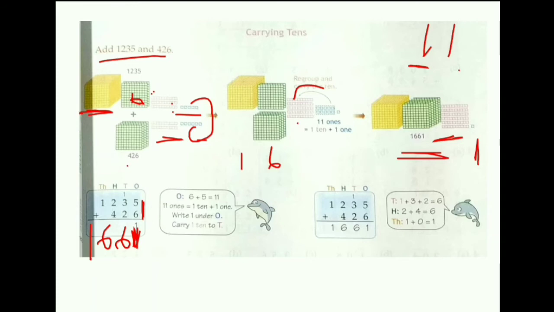So here we understood that if we are starting from ones to thousands, if on the ones place our answer is coming in a 2-digit number, we will put down the digit which is in the ones place, and the digit which comes in the tens place, we will put as 1 carry, right?